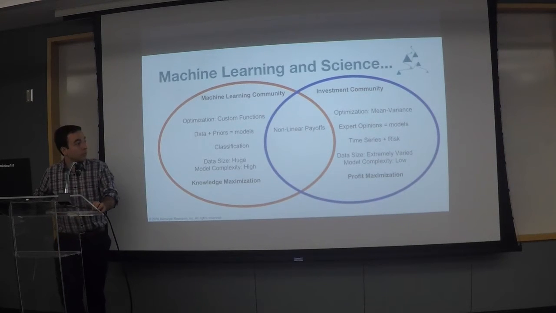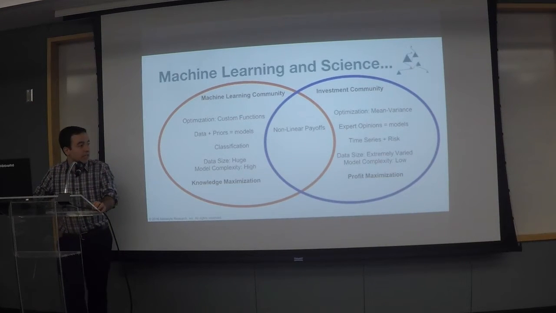And so a lot of people are starting to combine them. Definitely the thing they have in common is they love nonlinearity: the options in the investment world, and the newer deep learning regressions that are going on in the machine learning community.